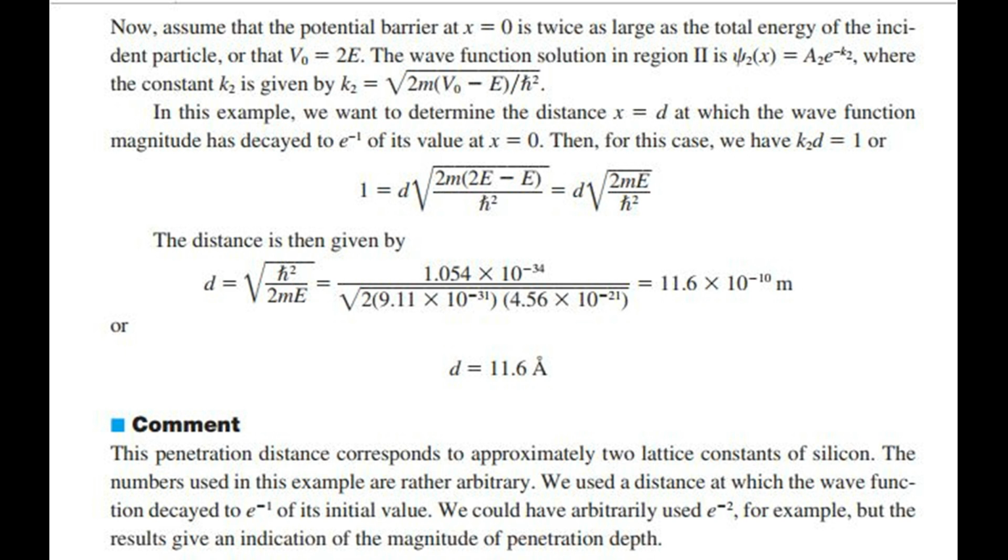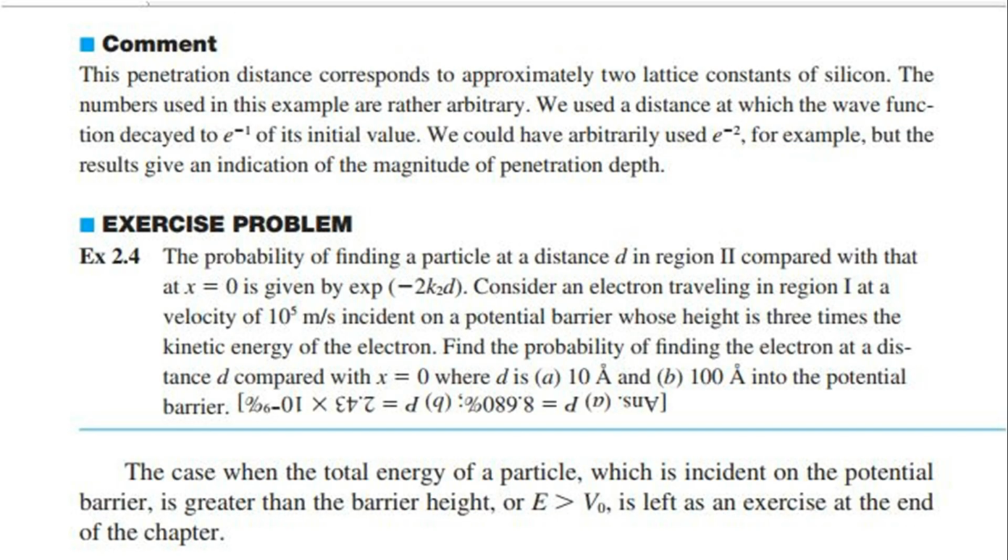The case when the total energy of a particle, which is incident on the potential barrier, is greater than the barrier height, or E > V0, is left as an exercise at the end of the chapter.